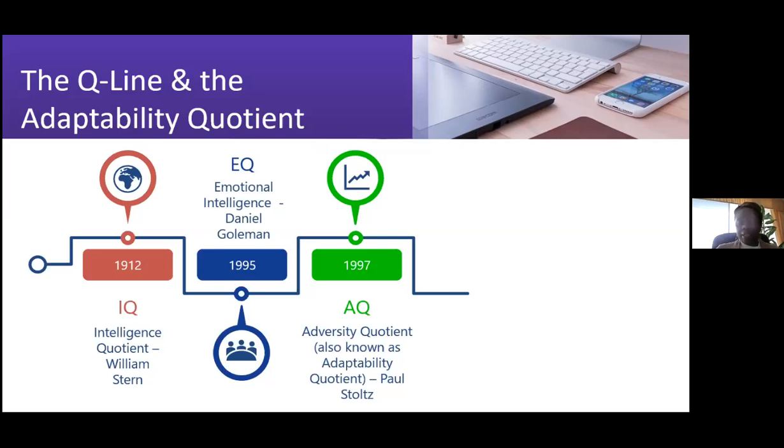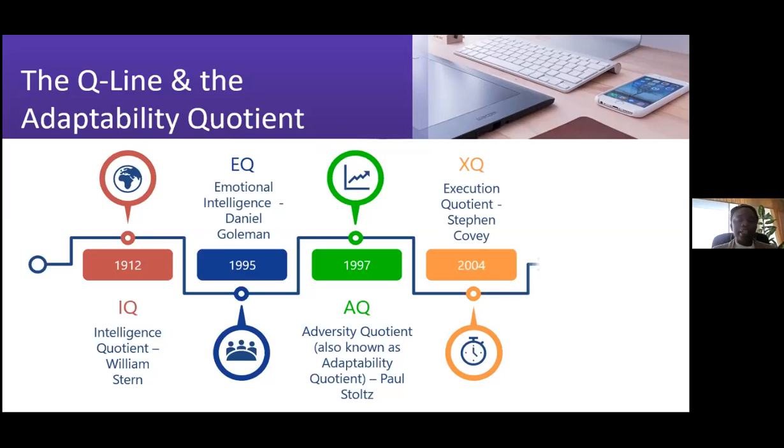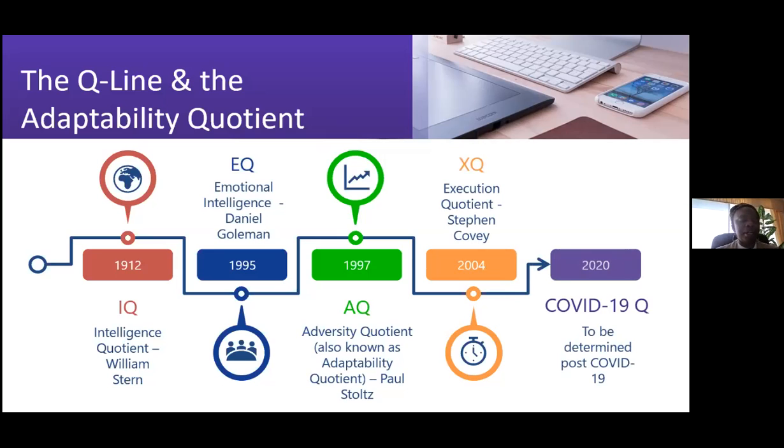Other quotients that have come into being have been ones like XQ by Dr. Stephen Covey. He presented the execution quotient, which is a measure of how effective someone is when it comes to executing on things. And one that I added here, which is yet to be determined, I'm just guessing and assuming, I feel pretty confident we're going to see some type of quotient that comes into play as a result of COVID-19. But of course, there's going to be a ton of research once we get into summarizing the lessons learned as we come out of this COVID-19 experience.